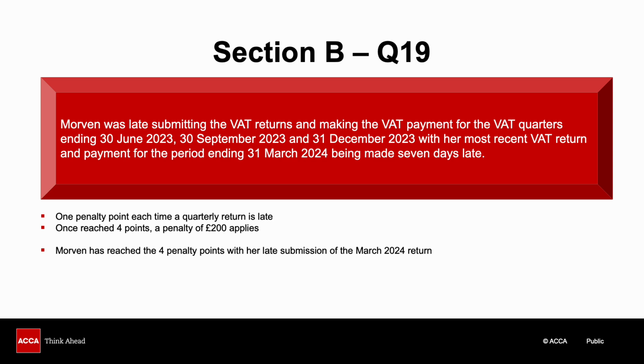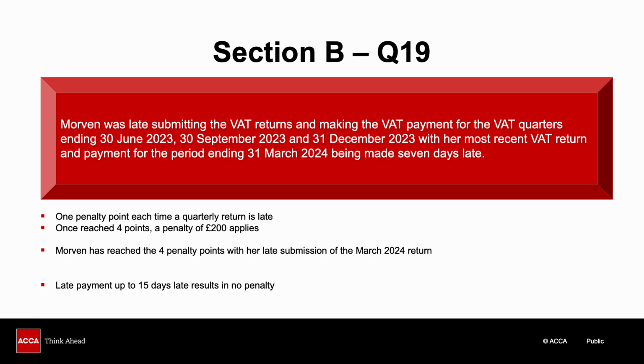So what we need to think about is what are the rules around late VAT returns. 1 penalty point every time a quarterly return is late. Once you reach 4 penalty points, a penalty of £200 applies at that point. So when you hit that 4th one that is late and you get that point added to you, £200 at that point.